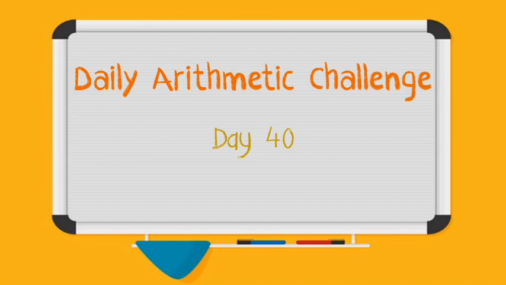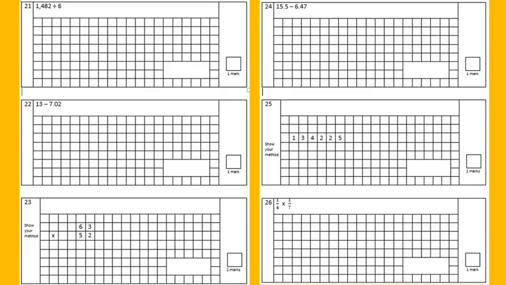So today is day 40 of the daily arithmetic challenge. And on the screen are the first 6 questions for you to have a go at. Now as we're getting towards the end of the paper, you can see that you've got some 2-mark questions coming in there, so definitely think about the method that you're going to be using for this one. Number 25 is 13 and 4,225, so it's 4,225 divided by 13.